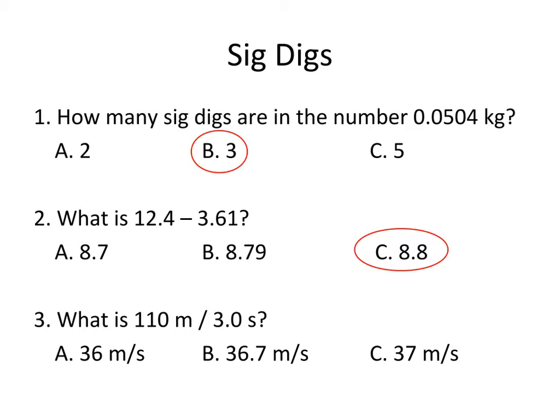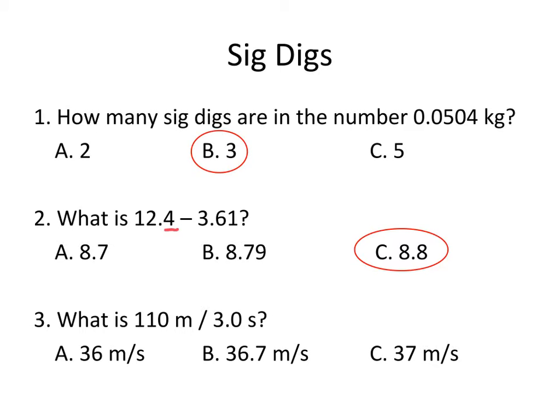What is 12.4 minus 3.61? 8.8 is the correct response because we only have one decimal place here. And so when we add or subtract, we have to make sure that our result has the same number of decimal places as the measured value that is least precise.